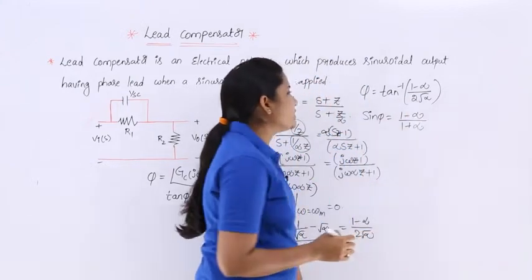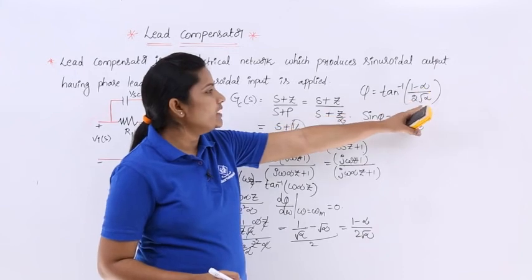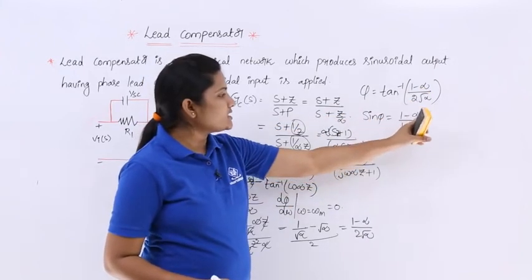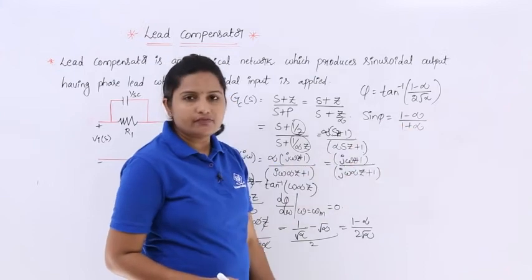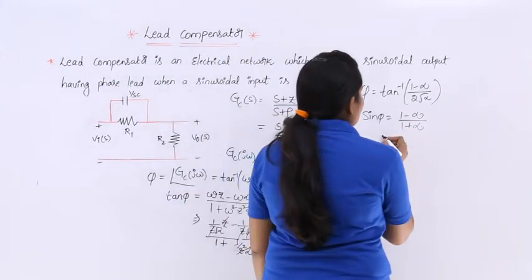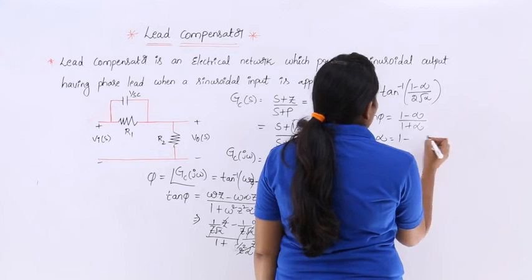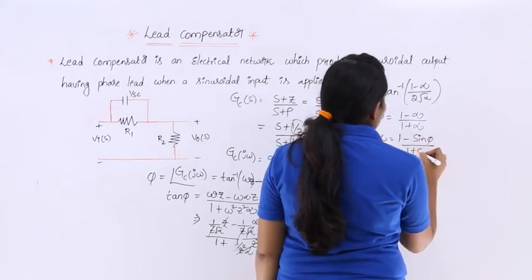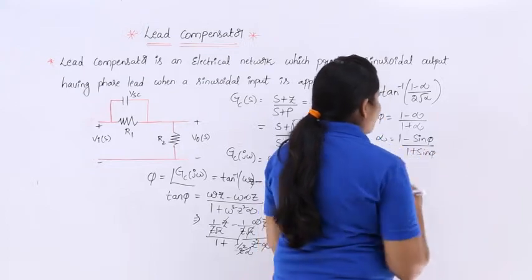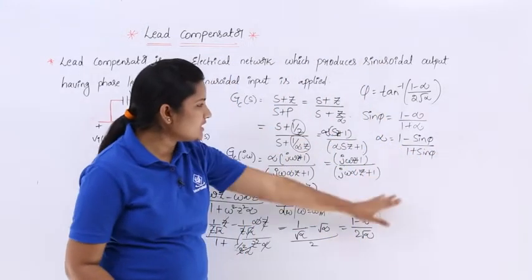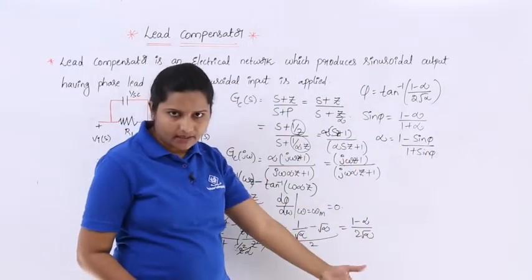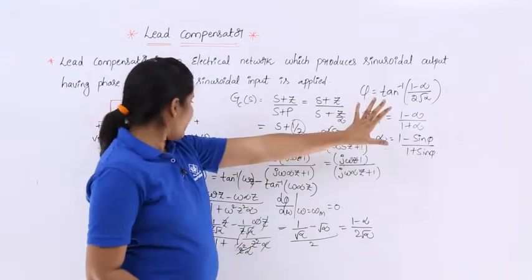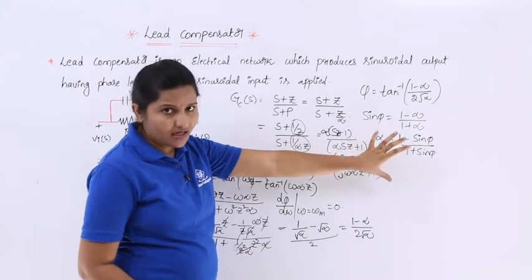Phi is equivalent to tan inverse of (1 minus alpha) by 2 root alpha, and sin phi is equivalent to (1 minus alpha) by (1 plus alpha). If you want to consider the alpha value, then you can write (1 minus sin phi) by (1 plus sin phi). So, like this way you can get different values. Why I am giving all these equations is that in future GATE problems you are going to use any one of these equations to calculate any other value.